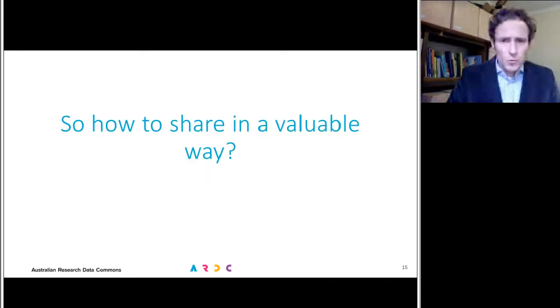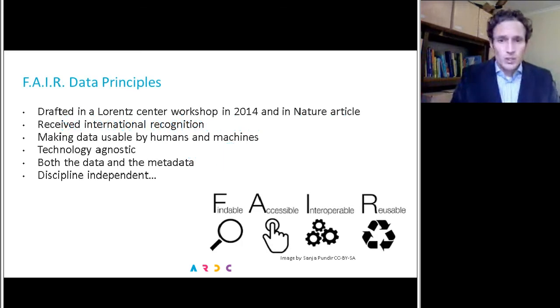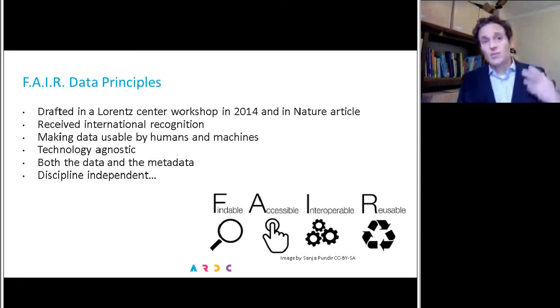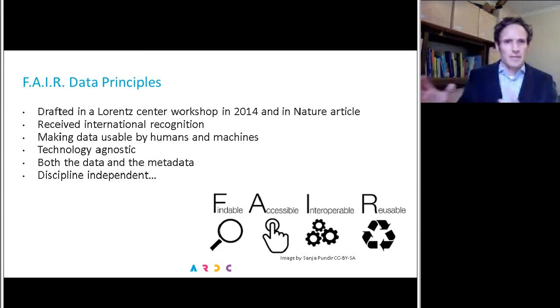So back in 2014, there was a workshop at the Lorentz Center in Leiden, in the Netherlands. And at this workshop, a range of different stakeholders got together, and they discussed and agreed on a set of principles for making data more available. And these are called the FAIR data principles. So they're talking about making data more findable, accessible, interoperable, and reusable. And actually under that, a whole range of different principles that would be sort of good practice in this regard.